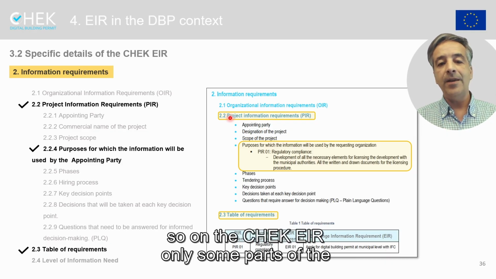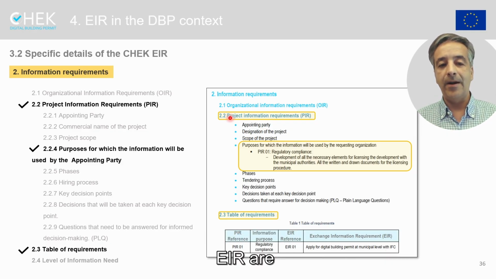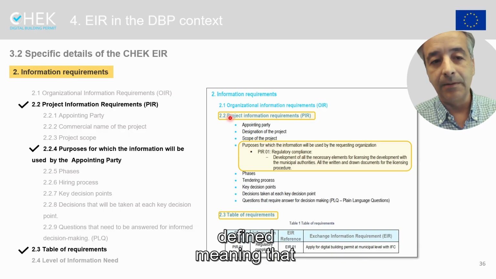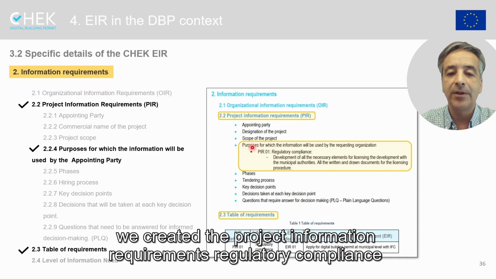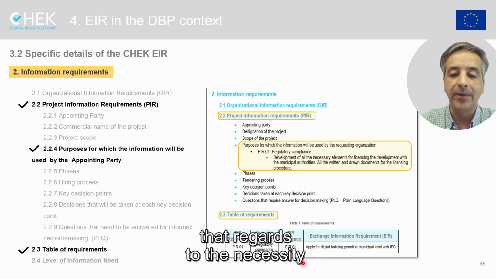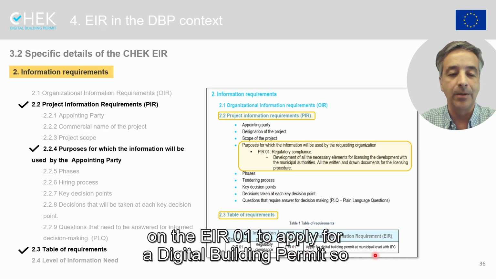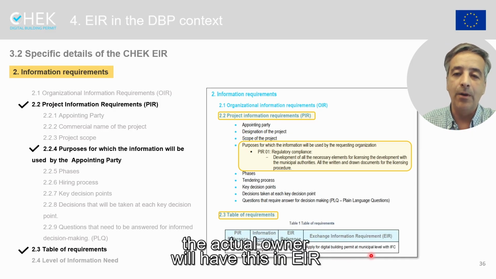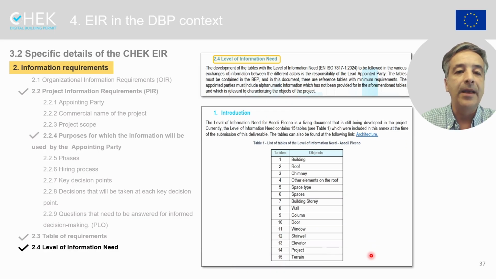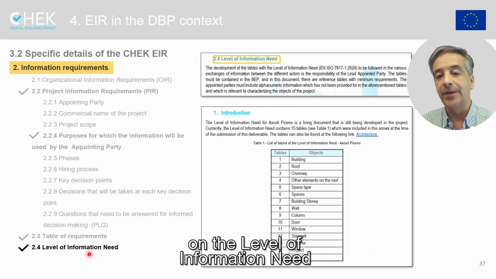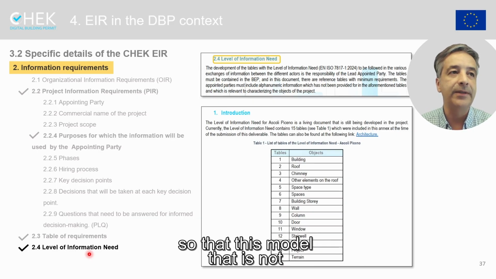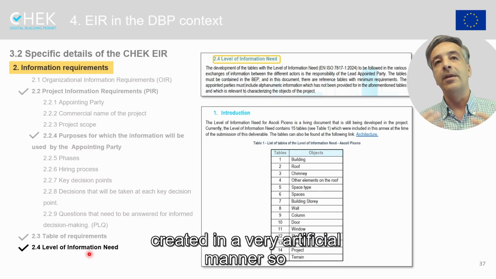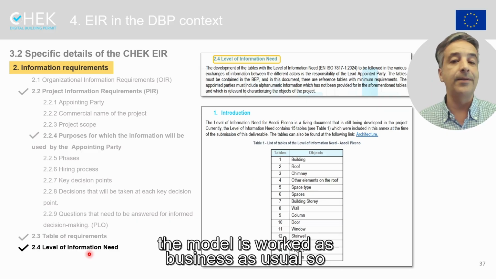So on the CHEK EIR, only some parts of the EIR are defined, meaning that not all the parts need definitions from the municipality. So we created the project information requirements for regulatory compliance, regarding the necessity in the EIR 01 to apply for a digital building permit. So the actual owner will have this in the EIR. And then on the level of information need, there were several requirements that are necessary so that this model is not created in a very artificial manner, so the model is worked as business as usual.